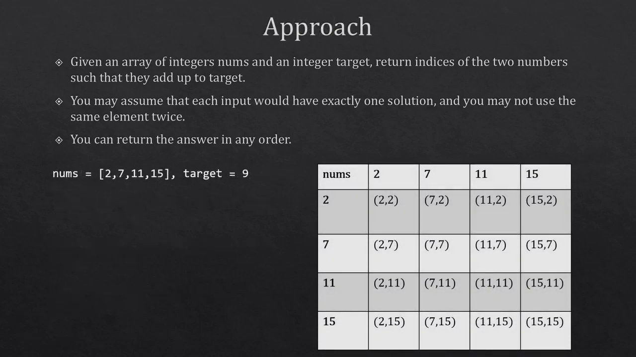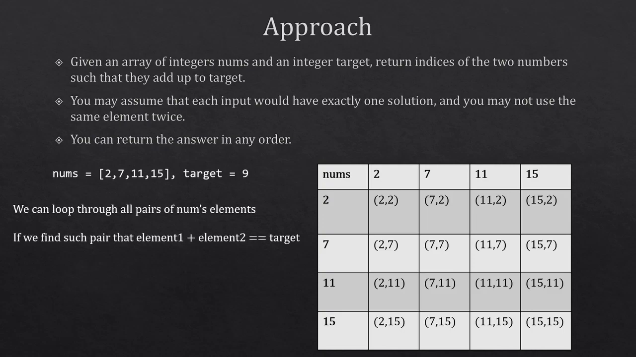The first approach that we will discuss is checking every possible pair of numbers to check if any of those pairs add up to the target value. Here we can see the table with values of nums list and all the possible pairs. We have to find such pairs that their sum is equal to 9, which is our target. And once we find those numbers, we will return their indices in nums list. So let's try to implement this in Python.